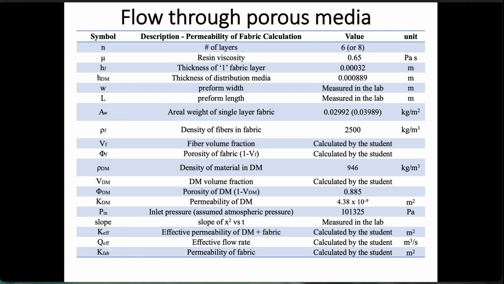Everything you need in this table is given to you. You want to keep in mind that the areal weight specifically is the areal weight of a single... here, I'm sorry, I need to fix this, but this is the areal weight of 6 or 8 layers of fabric. So if you're doing 2 or 4 layers, you have to divide this number by 6 and then multiply it by 2. Okay, your TAs are going to be helping you.